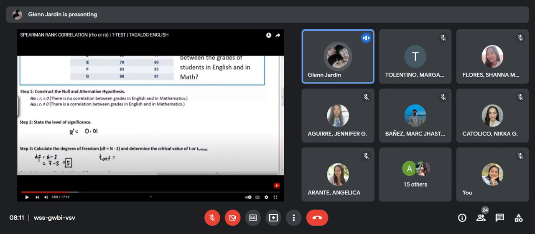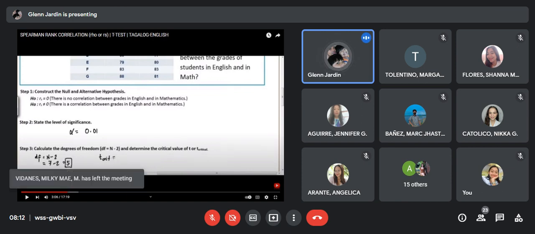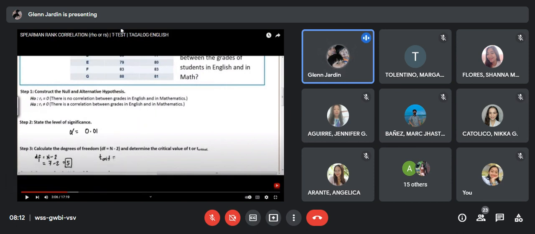Okay, so let us look at the second step. Second step, state the level of significance. Itong level of significance given ito class, given sa ating problem. In this case, ginawang 0.01. Kasi yung level of significance class, that means kapag 0.01, you are 99% confident dun sa inyong conclusion, then yung 1% yung margin of error mo.